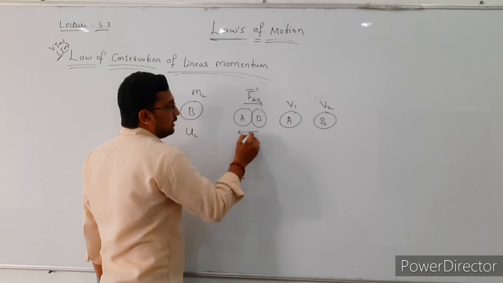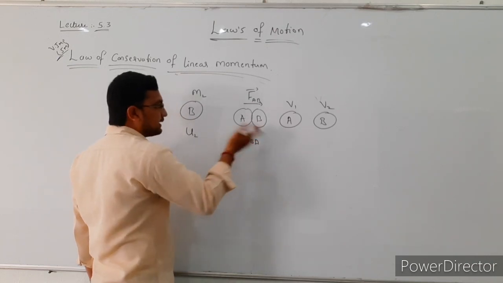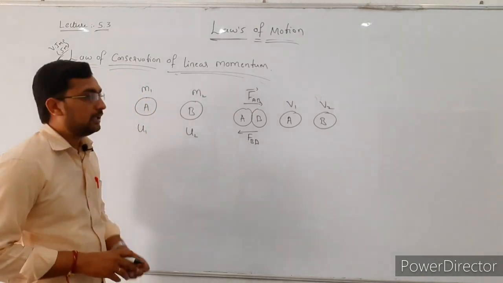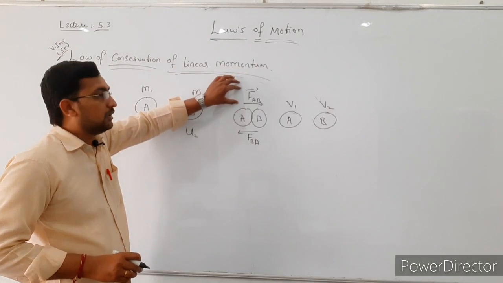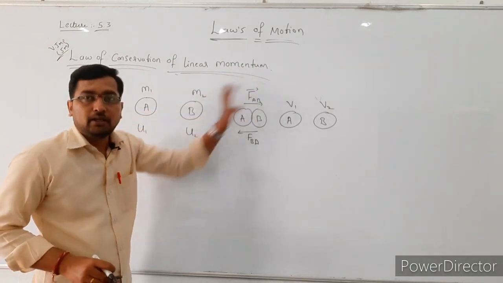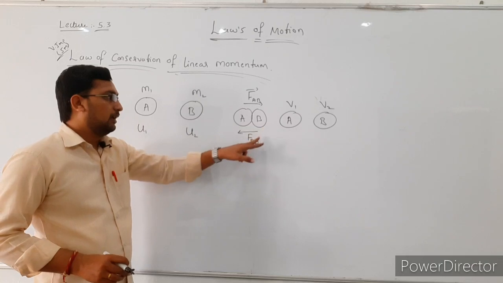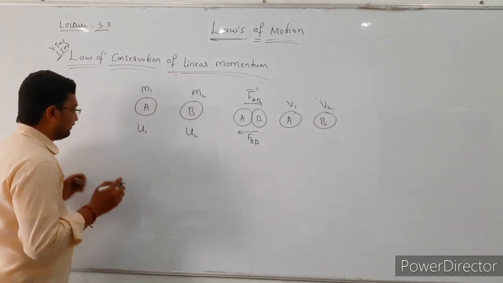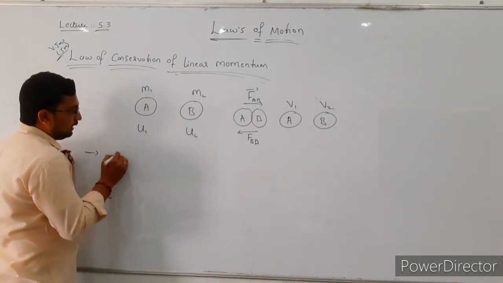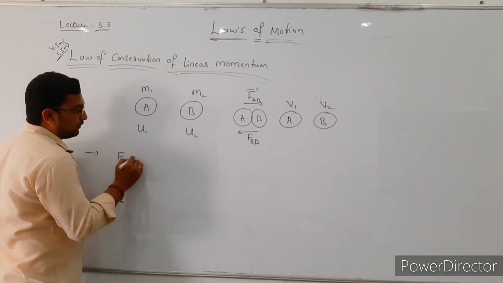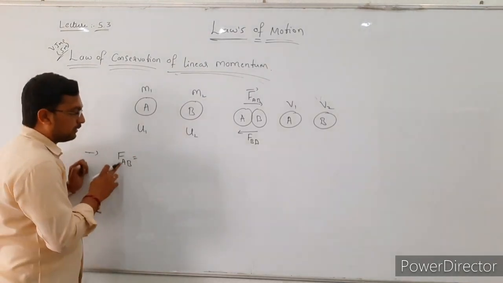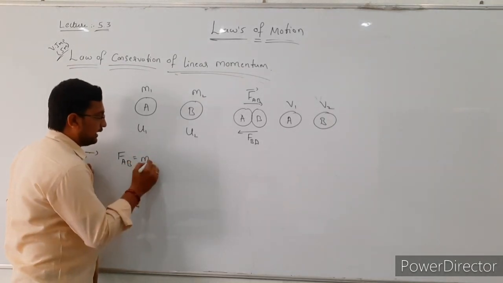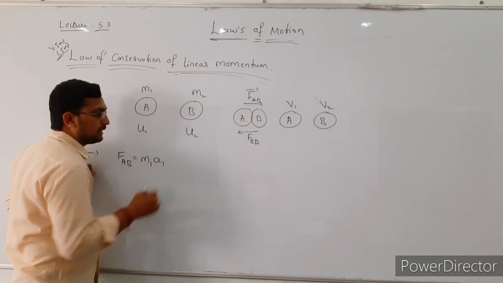At the same time, the second body is also exerting a force on the first body, so that is F of BA. Here F of AB indicates the force exerted by body A on body B, and F of BA indicates the force exerted by body B on body A. Then F of AB is the force exerted by the first body on the second body, which is equal to mass m1 into acceleration a1.